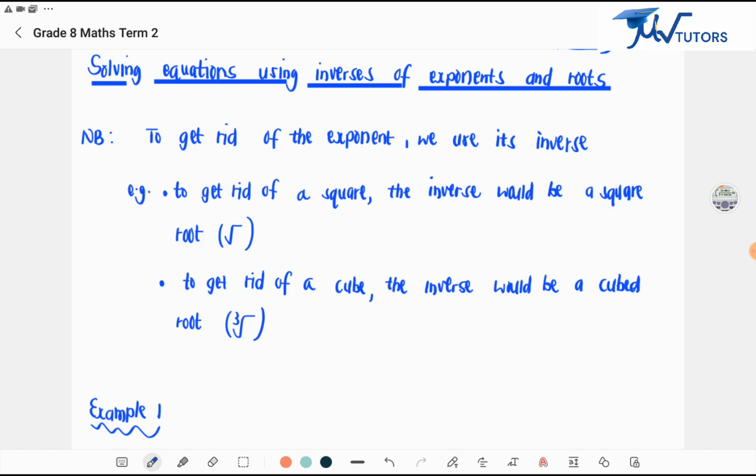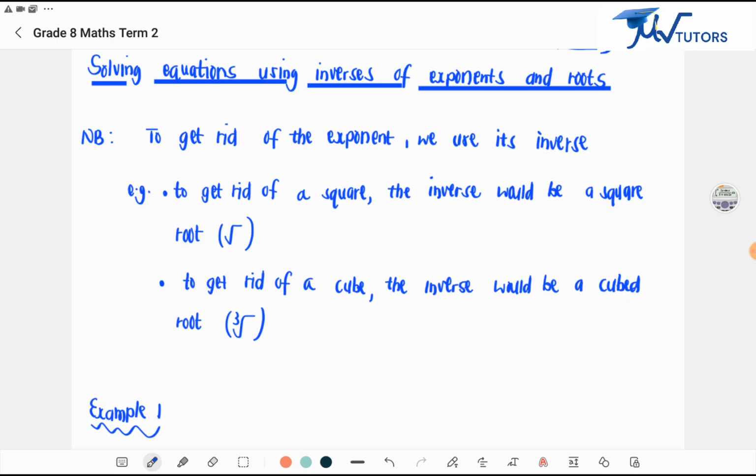So, to get rid of the exponent, we use its inverse. Remember, just like we did when we multiplied or added. If you multiplied, the inverse would be division. If you divided, the inverse would be multiplication. If you added, the inverse would be subtracting. If you subtracted, the inverse would be adding. So, to get rid of the exponent, we use its inverse.